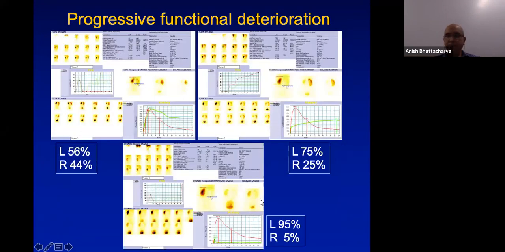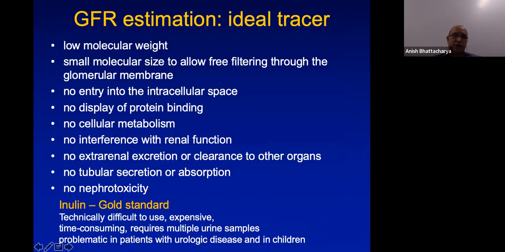So when you look at the renogram curves, you can say 56-44 in the first study, 75-25 in the second study, 95-5 in the third study. So serial imaging showing steady deterioration in the cortical function and to prove that it is going bad.